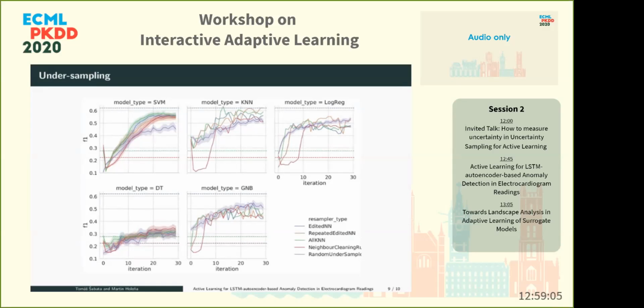However, we can observe that the neural network is actually quite unstable, and we considered SVM to yield much more robust results, and we can see that it actually outperforms the LSTM autoencoder itself, so the unsupervised approach, quite well, and we can see a big potential in this algorithm.